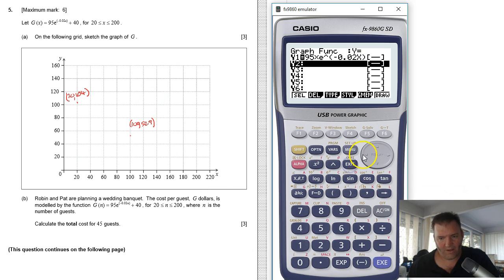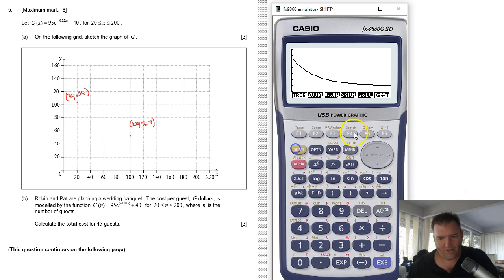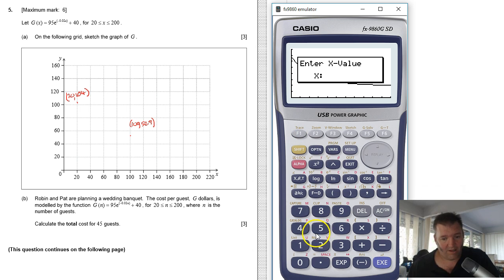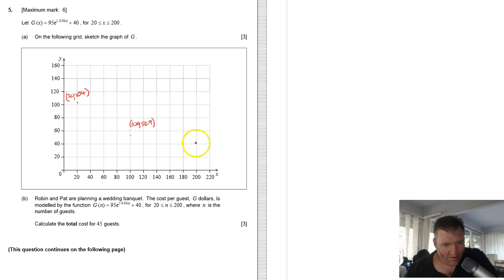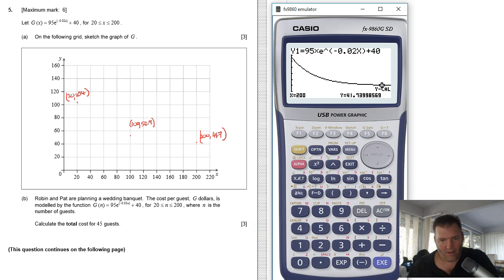The other end point's obviously a good one to have. So we go G-solve again, and calculate a y value when x is 200. That's our maximum value in this domain. And it's 41.7. So at 200, it's just above the 40 mark. 200, comma, 41.7. Double check that. And yep, there it was.